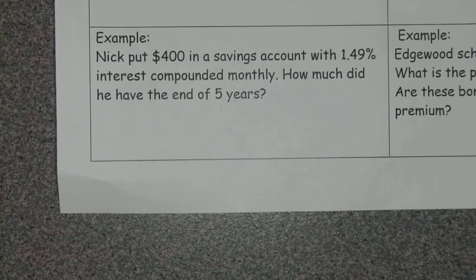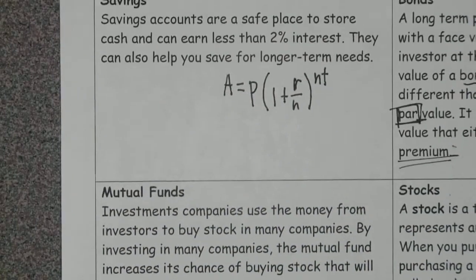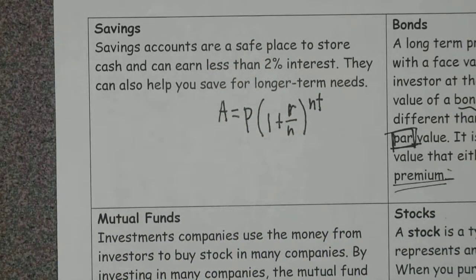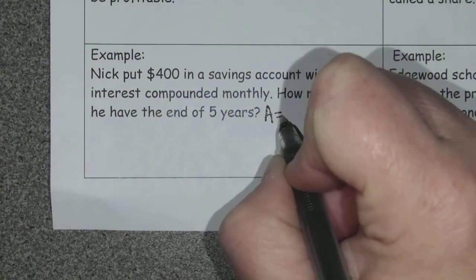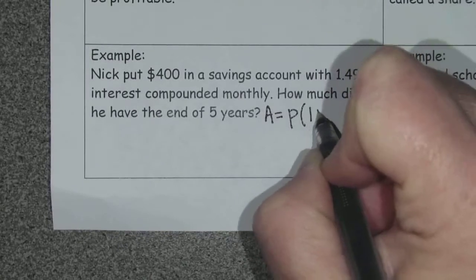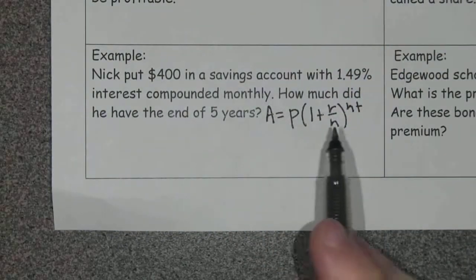The first example says, Nick put $400 in a savings account with 1.49% interest compounded monthly. How much did he have at the end of 5 years? Well, anytime we're doing the interest in a savings account, we're going to use this compound interest formula. So I'm just going to write down that formula, and then we're going to substitute into it. We've used this formula several times already, so we're not worried about using it.